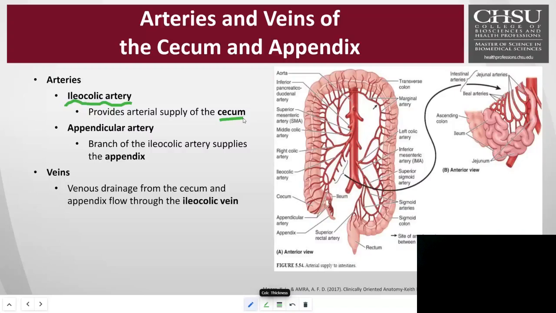The colic ones, remember, right side is going to be for ascending. So right is ascending, left is descending. Okay, right is ascend, left is descend.